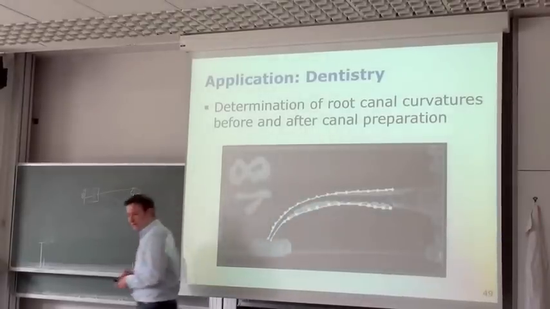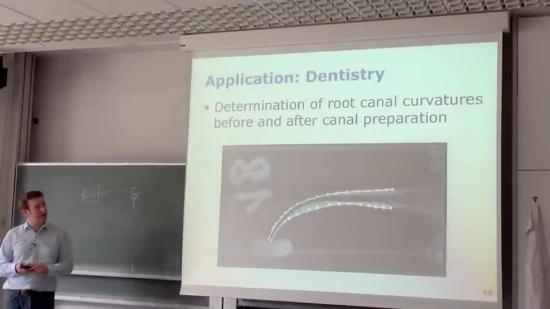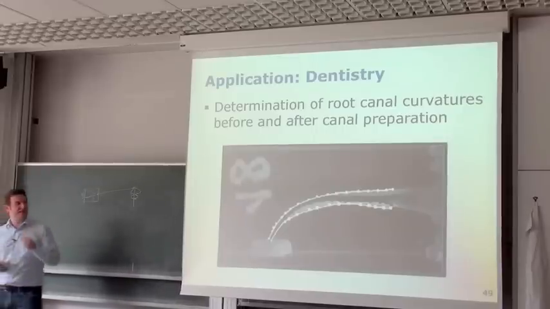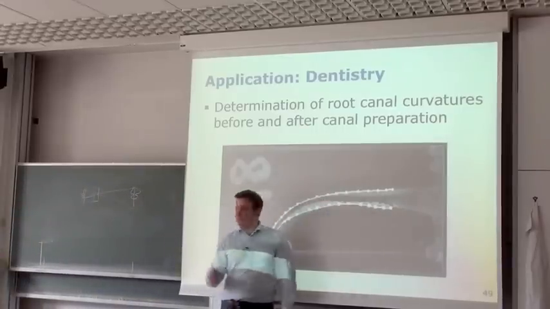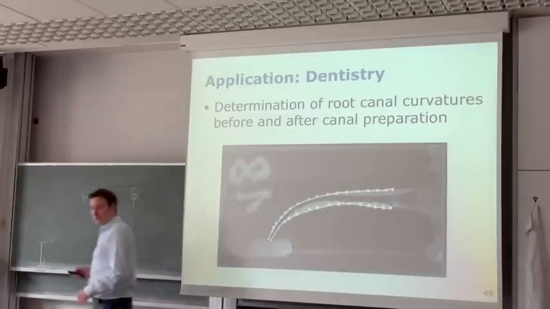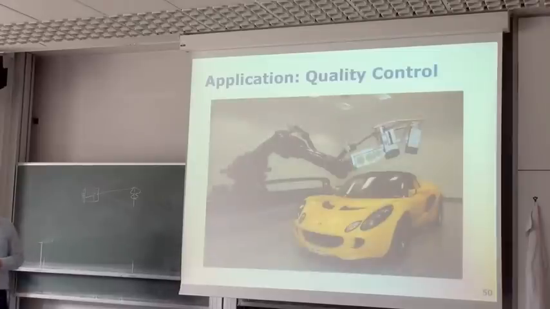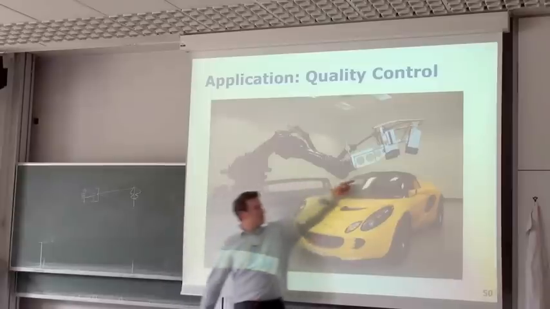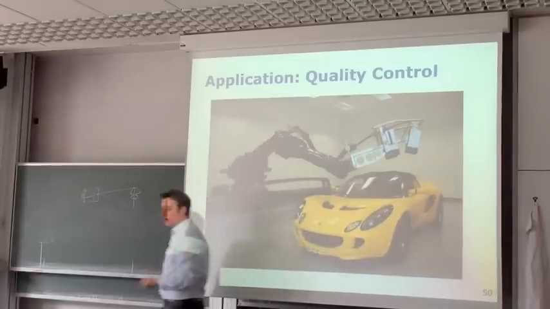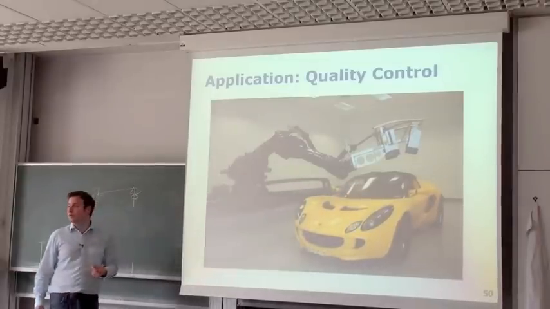If you have a root canal preparation, so your teeth need fixing, you can actually use X-ray images and analyze those X-ray images to get the right instruments to actually do your surgery. You can use all these techniques for quality control. For example, you have this arm with high precision measurement devices. You can actually move that over a car to do quality control.